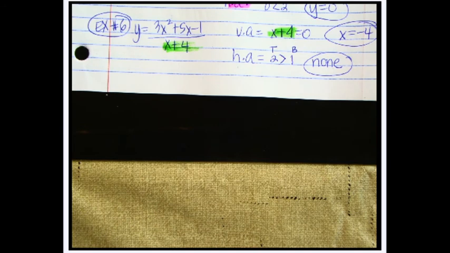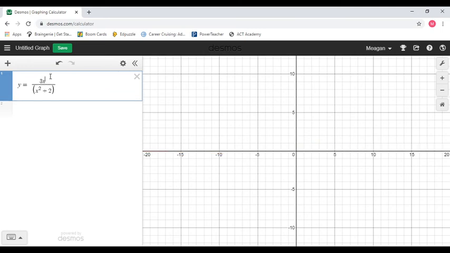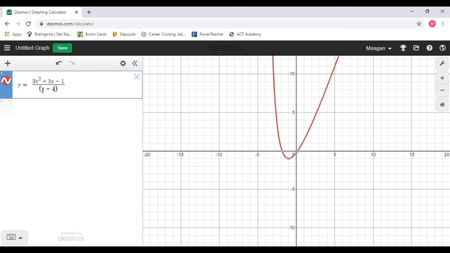Okay. So let's go look at Desmos and see what it has to say. And we have, oops, it doesn't like me. So 3x squared plus 5x minus 1 all over x plus 4. Whoops. X plus 4. Okay. So you can see right now we don't have a horizontal asymptote. Okay. There's nothing that it's flattening out to.